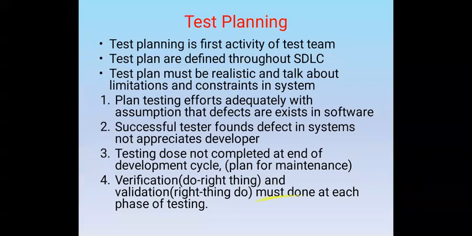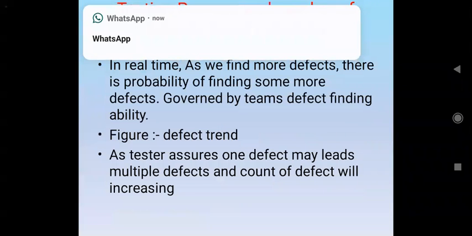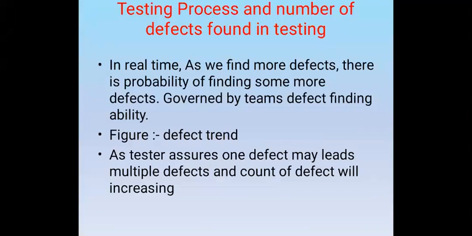Next point is the testing process and the number of defects found in testing. In real time, as we find more defects, there is a probability of finding some more defects. It is governed by the team's defect finding ability. In the next slide, I have given the figure of the defect range, so that as a tester you see that one defect may lead to multiple defects and the count of defects will increase. Next, figure 4, defect trend.